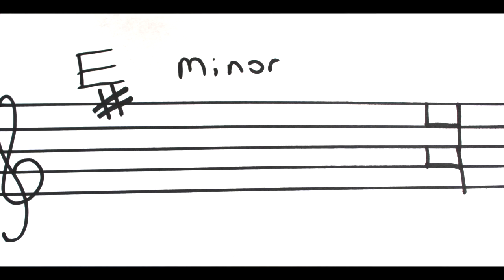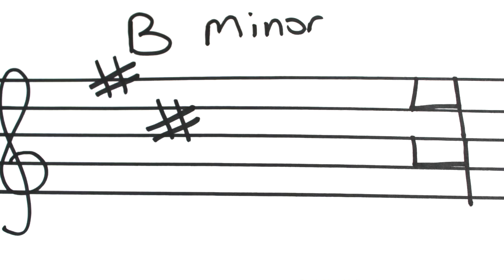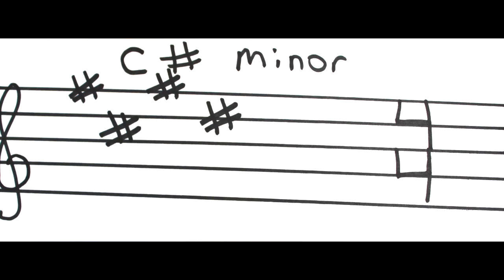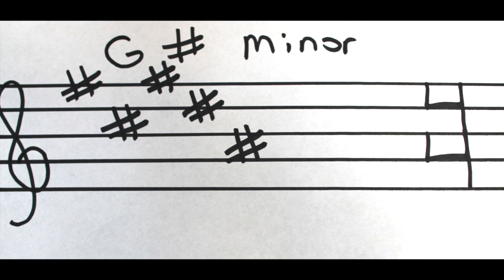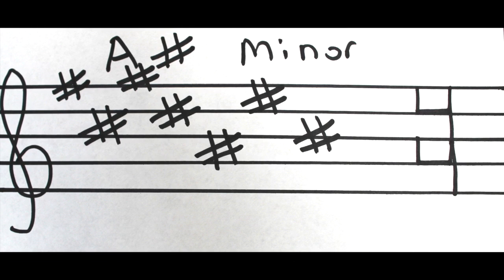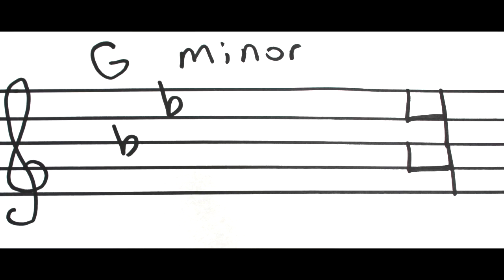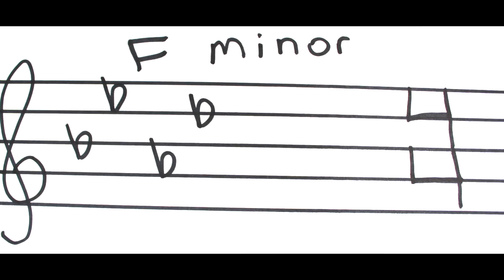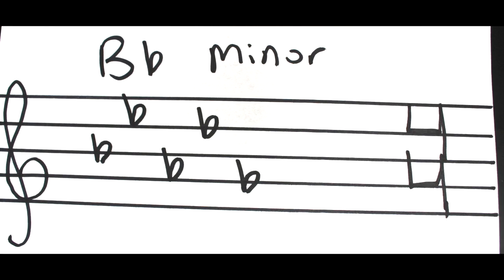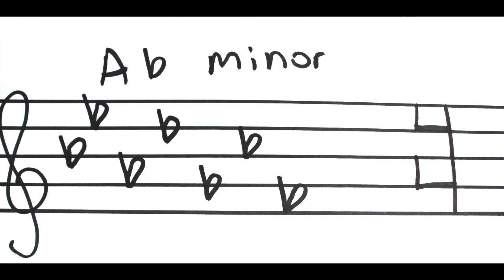Just like there are 15 major keys, there are also 15 minor keys. The minor keys with sharps in their key signature are E minor, B minor, F sharp minor, C sharp minor, G sharp minor, D sharp minor, and A sharp minor. The minor keys with flats in the key signatures are D minor, G minor, C minor, F minor, B flat minor, E flat minor, and A flat minor.